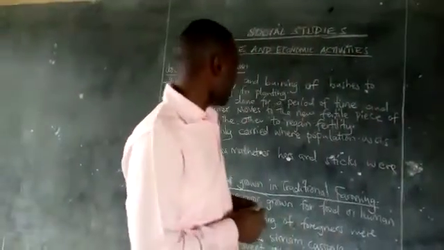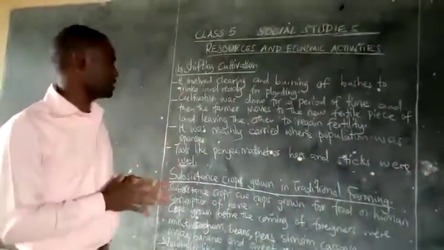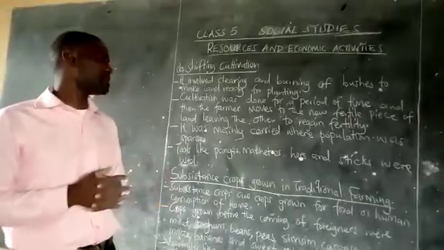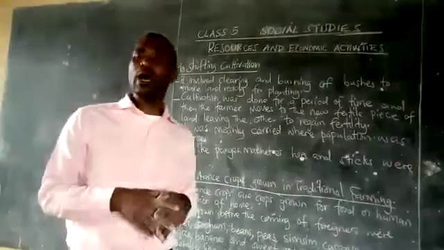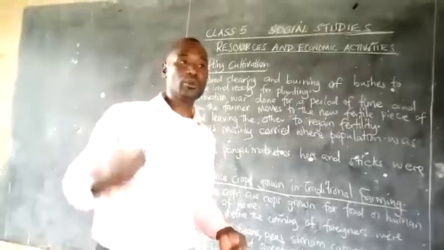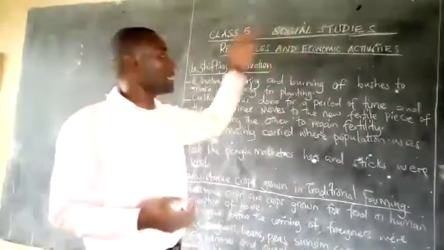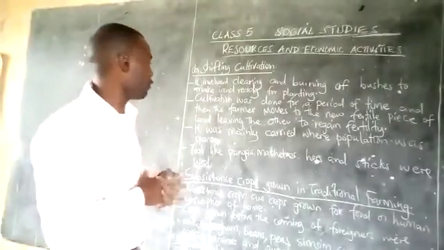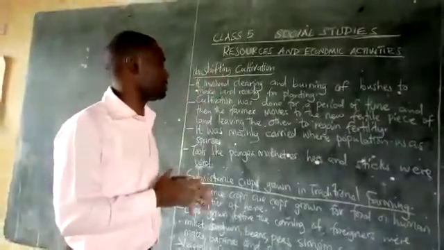During this time, tools like pangas, machetes, hoes and sticks were used. Those are the tools that were used to do farming during the traditional form of farming called shifting cultivation.